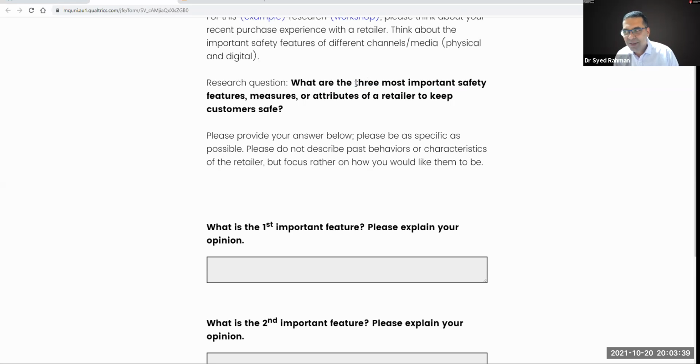If you ask them about 5 important attributes, you have to ask them 15 times why this is important. They will be dead by the time they finish the interview, and the quality of data will be extremely poor. I have tested it and I learned the hard way. So I found that 3 is the optimum number.